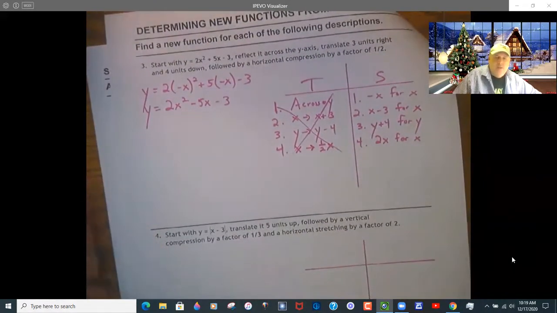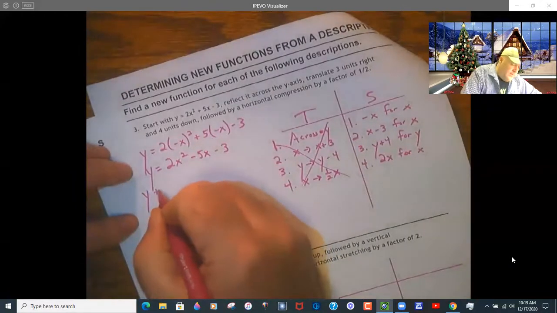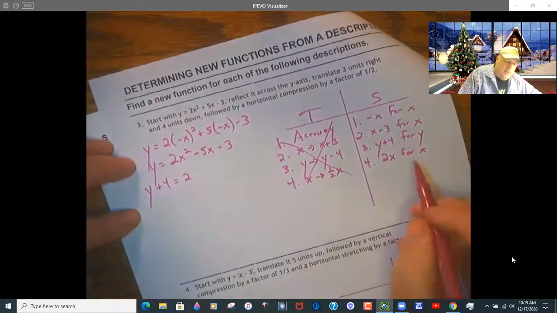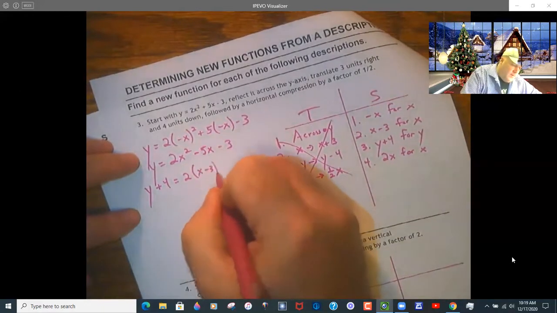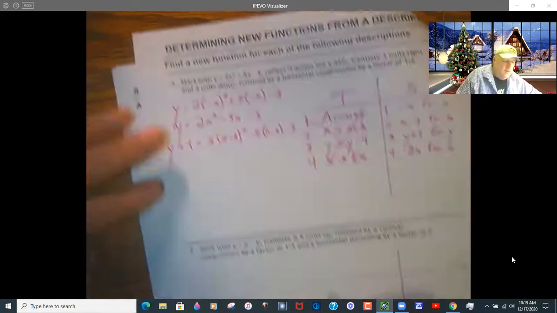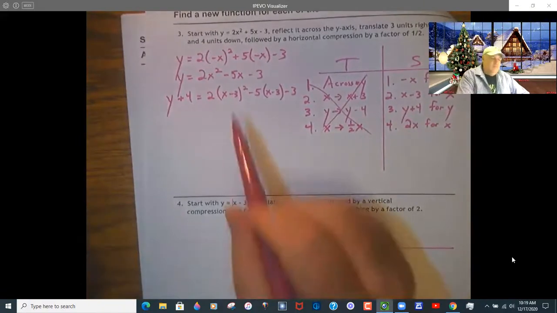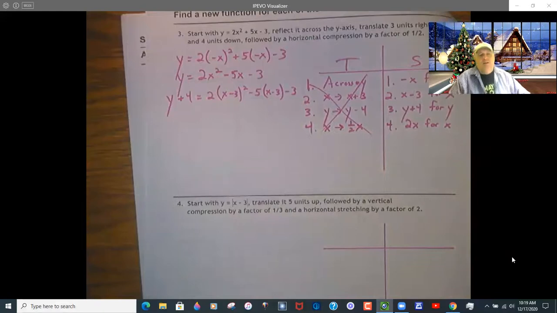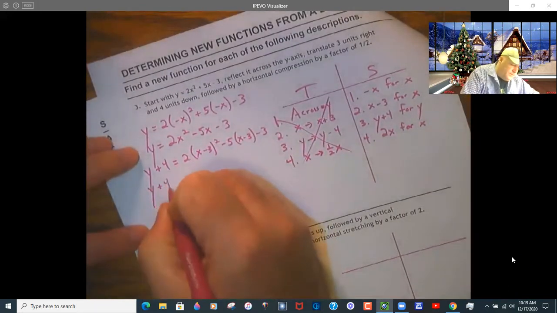But the next 2, so if you have 2 translations in a row, but they got to be translations, you can do those at the same time. So I can put in the y plus 4 for y, and then the x minus 3 for x. And you'll notice that, now don't be running the Wolfram Alpha on me. You could type that in and expand. I mean, if you wanted to check your work, okay. But you should be able to handle that on your own.